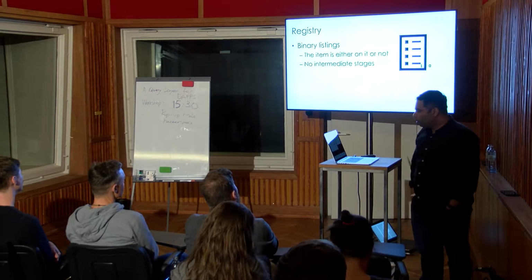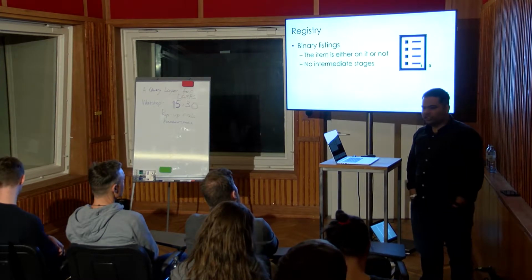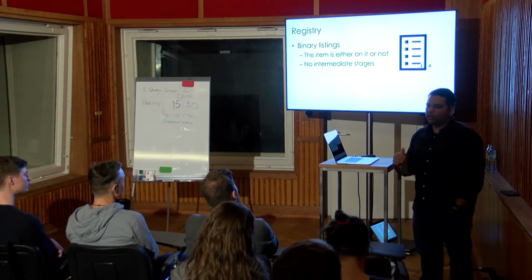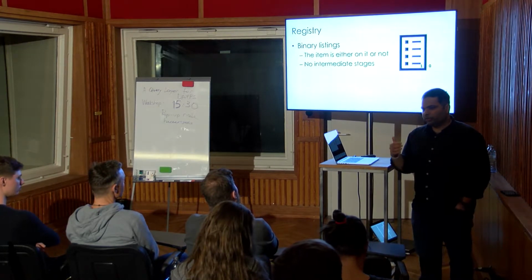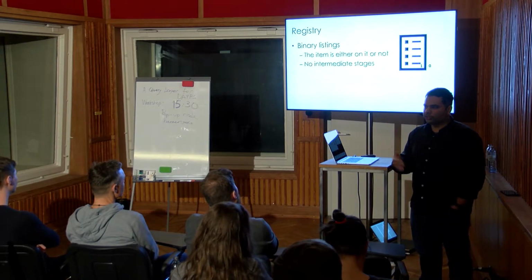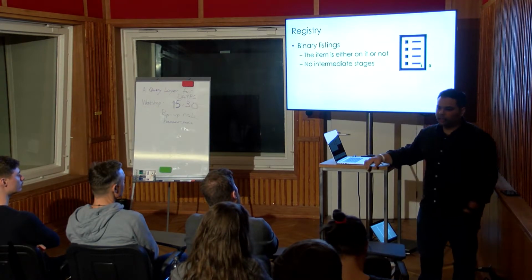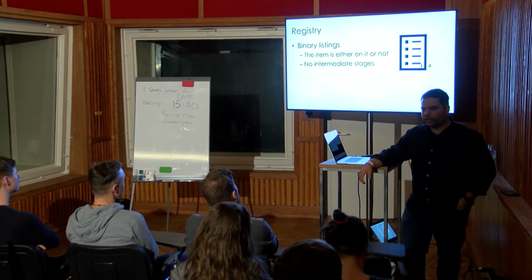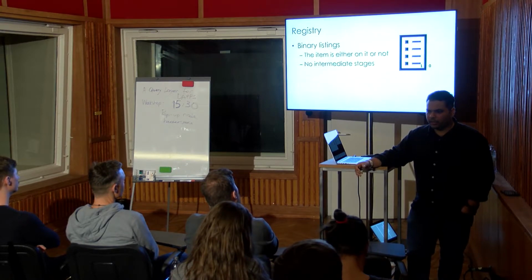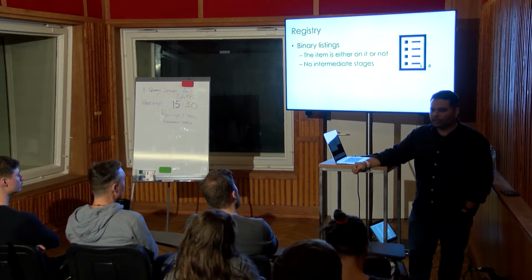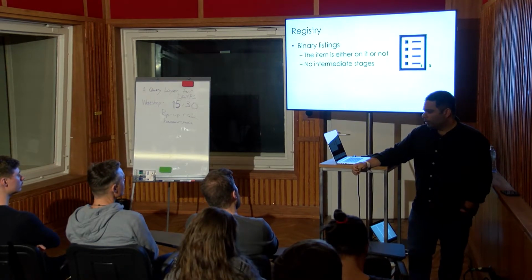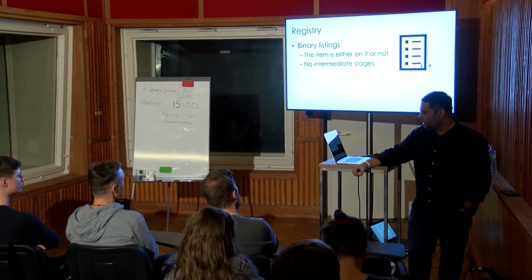So there are two more important things. This is just a binary listing. There is no intermediate step. It's as simple as whether an item is on the list or not. Either it is inside it or it is not there. There is no process where it is going to be there someday or not and stuff like that. It's fully binary.